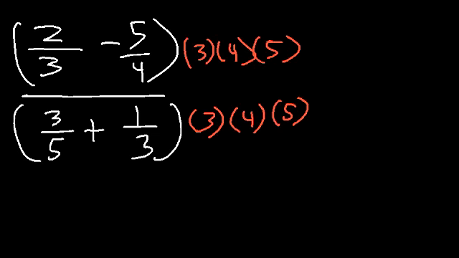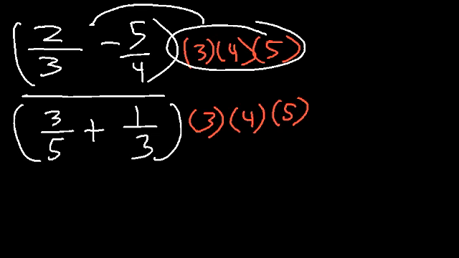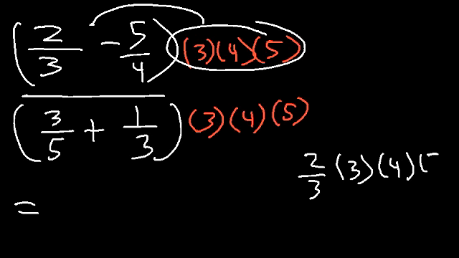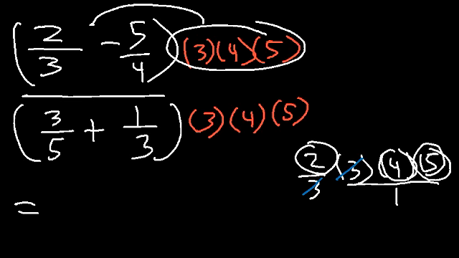So if we take these three numbers and multiply by 2 over 3, what's going to happen? So 2 over 3 times 3 times 4 times 5. You could put this over 1 if you want. Notice that the 3's cancel. So then we just got to multiply what survives after that. So 2 times 5 is 10. 10 times 4 is 40. So the first term is going to be 40.